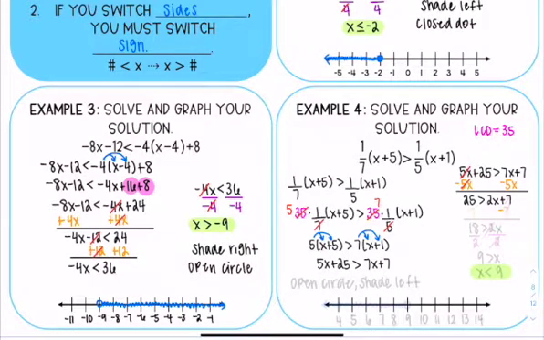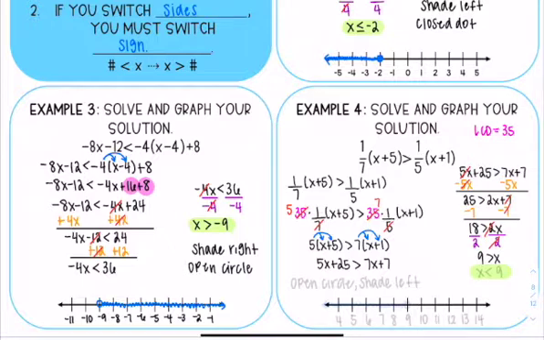We want to subtract 7 from both sides. It's going to cancel on the right. And we end up with 18 is greater than 2x. And the last thing we can do is divide by 2 on both sides. And so we end up with 9 is greater than x.